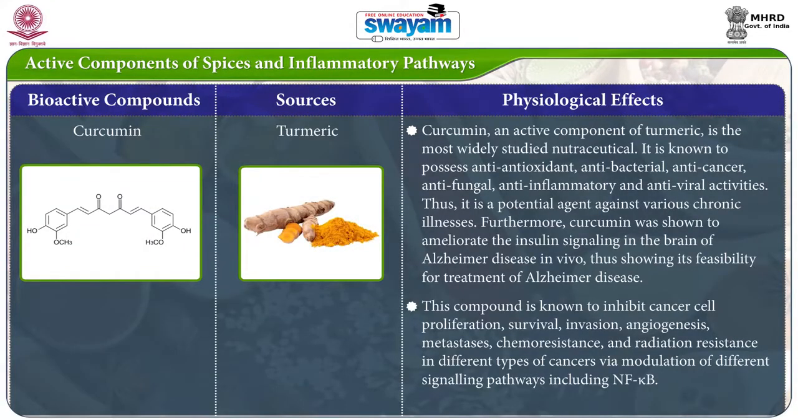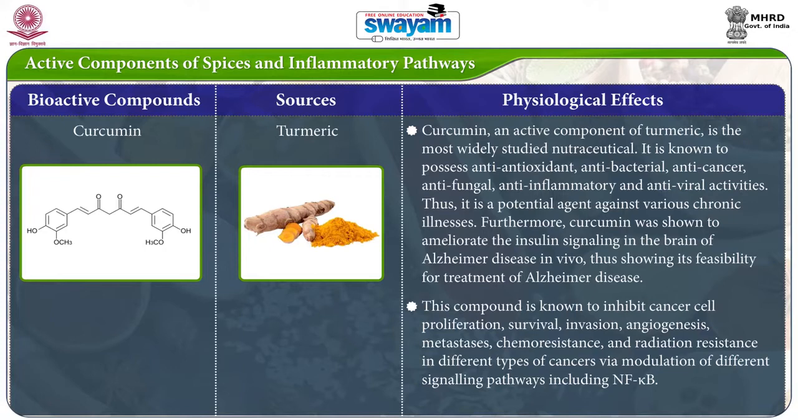Curcumin, an active component of turmeric, is the most widely studied nutraceutical. It is known to possess antioxidant, antibacterial, anti-cancer, antifungal, anti-inflammatory and antiviral activities. Thus, it is a potential agent against various chronic illnesses. Furthermore, curcumin was shown to ameliorate the insulin signaling in the brain in Alzheimer's disease in vivo, thus showing its feasibility for treatment of Alzheimer's disease.